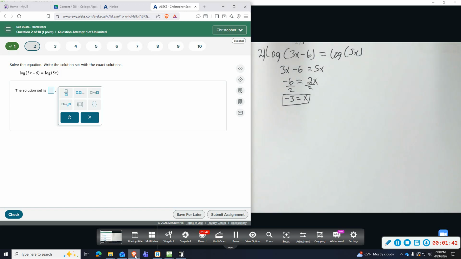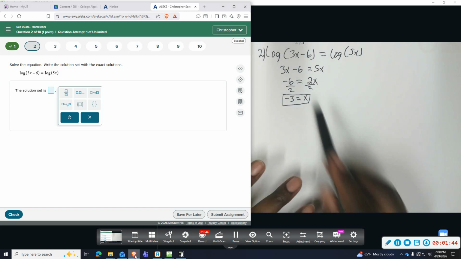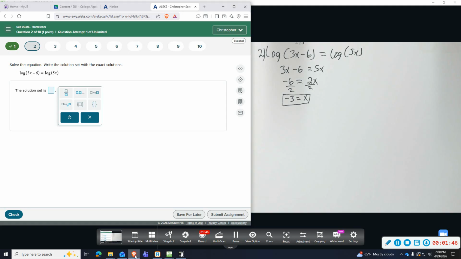But since we cannot take the log of a negative number, there will be no solution. So it doesn't work. We'll just say empty set. There's no solution for this.